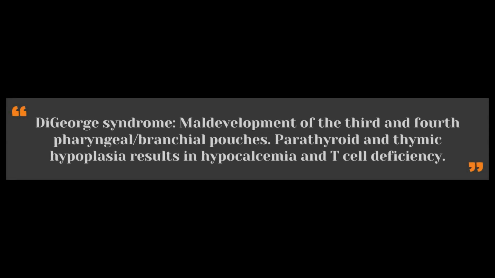Your take-home message from this question is that DiGeorge syndrome results from maldevelopment of the third pharyngeal pouches, which will form the inferior parathyroid and thymus, and fourth pharyngeal pouches, which will form the superior parathyroid. Subsequent parathyroid and thymic hypoplasia results in hypocalcemia and T-cell deficiency.